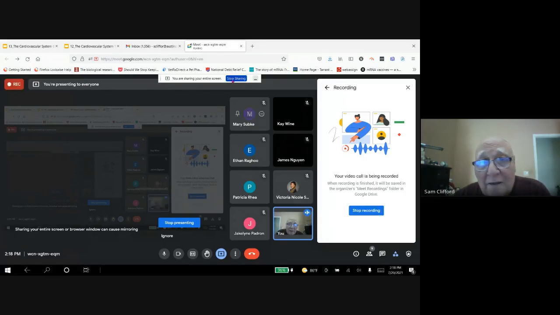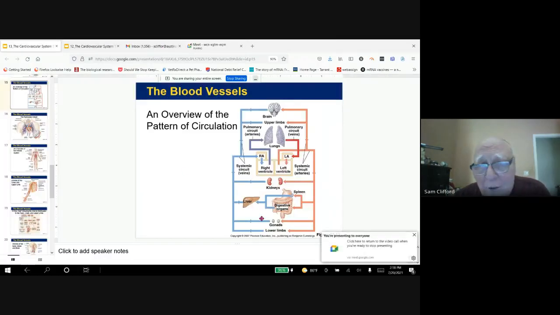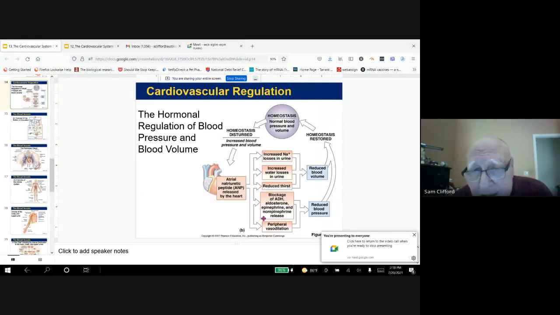Okay, so we'll go back to the PowerPoint of 13 and go through these again. And let's look at this. So increased blood pressure. So this is correct. Atrial natriuretic peptide will cause sodium to be lost. When sodium is lost, there's less water reabsorbed.